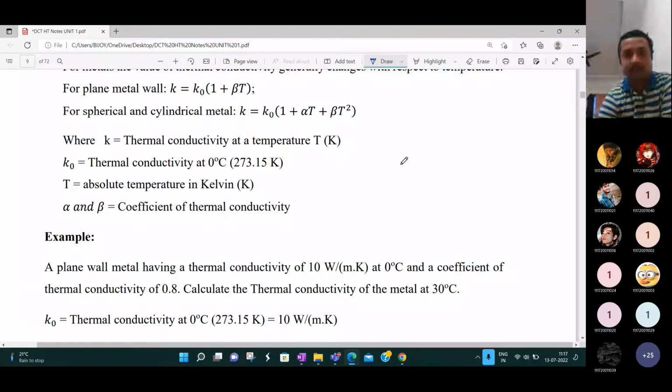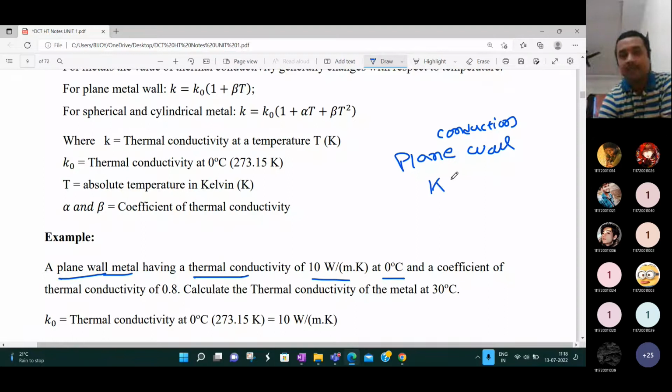First, it is a plain wall. Plain wall metal means what? Conduction, because it is a solid material. Its thermal conductivity is 10 at 0 degree centigrade. It means the thermal conductivity at 0 degree centigrade is 10 watt per meter Kelvin, or you can say the K0 value is given.